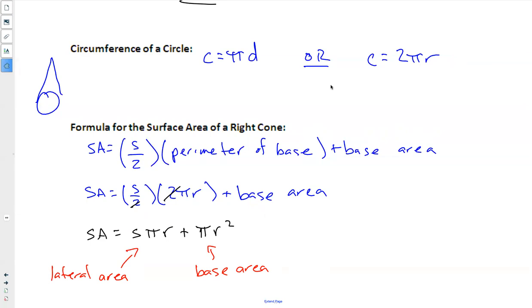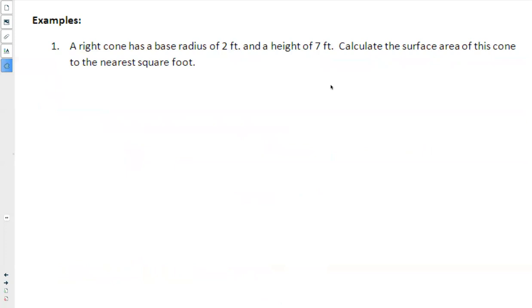All right, so let's get into an example here. A right cone has a base radius of 2 feet and a height of 7 feet. So let's go ahead and draw this. It has a radius of 2 feet and a height equal to 7 feet. We are to calculate the surface area of the cone to the nearest square foot. Okay, so I know my height and I know my radius, but I do not know the slant height. So let's start there.